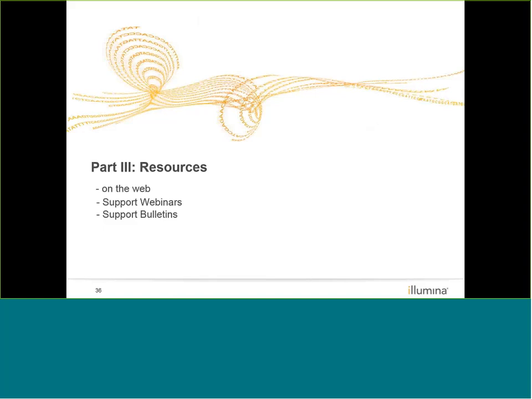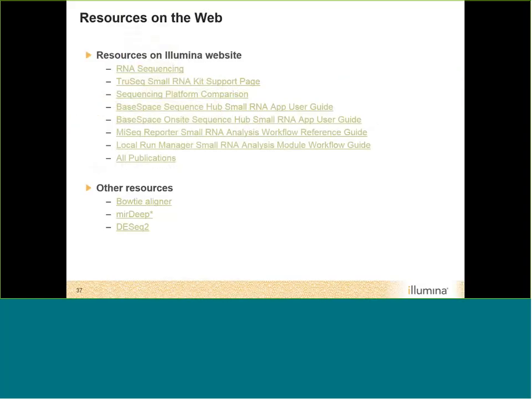So moving on to the resources, part 3. We have some resources for you on the web. I also want to point you to some of our support webinars and our support bulletins. So first, the resources on the web. On the Illumina website, you can find a support page for the Small RNA Sequencing Kit, as well as RNA sequencing in general. There's a page that compares sequencing platforms, if you're not sure which platform you'd like to perform your analysis on. There's also app user guides linked here as well for the different small RNA analysis options that we provide.